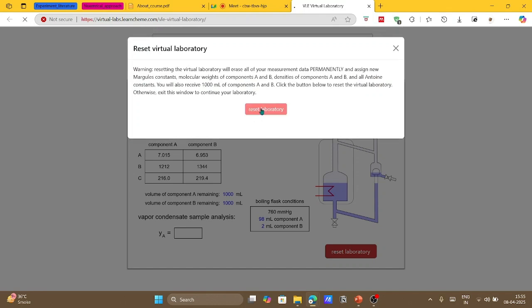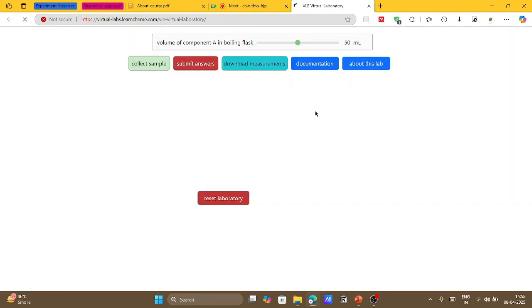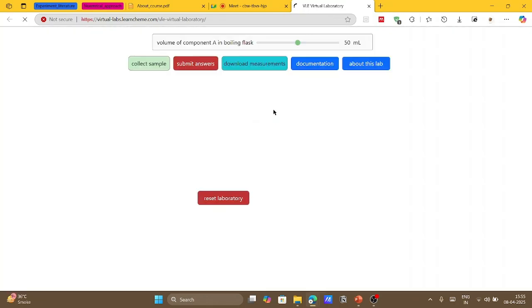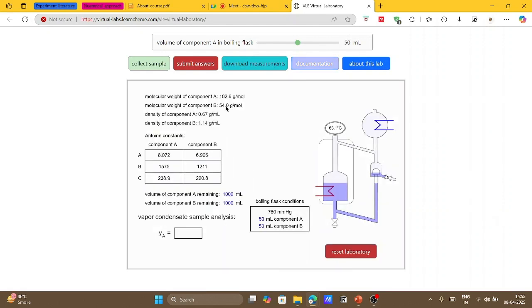When you do a reset, it restarts the experiment with some new Margules activity coefficient parameters and generates the VLE data, right? So if I do a reset, here you will see the endpoint parameters and the rest of the things also change. See the molar weight fraction, the density and the component endpoint parameters change. So start a new set of experiments by resetting the laboratory.